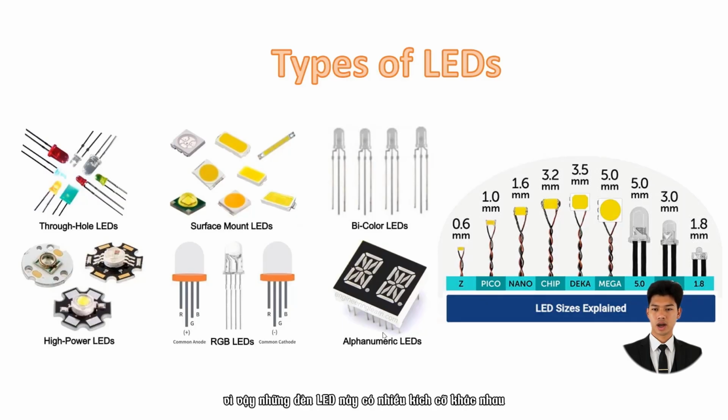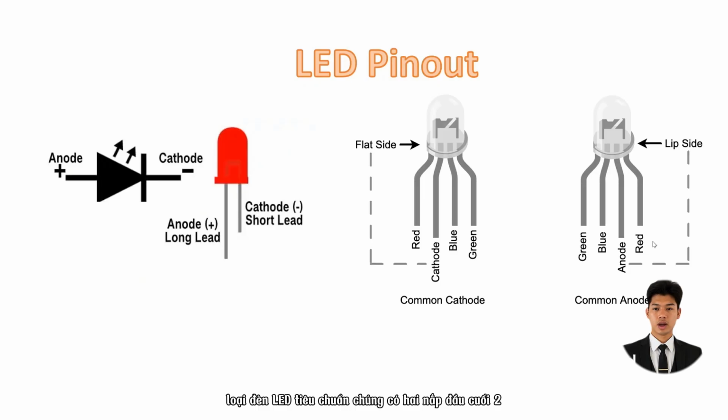These LEDs come in different sizes, ranging from 0.6mm to 5mm, according to the type of LED. The standard type of LED has two terminal leads. They have one longer lead and another shorter lead. The longer lead is the positive terminal, or we can say it's the anode. And the shorter is the negative terminal, which is known as the cathode. The symbol is like this.